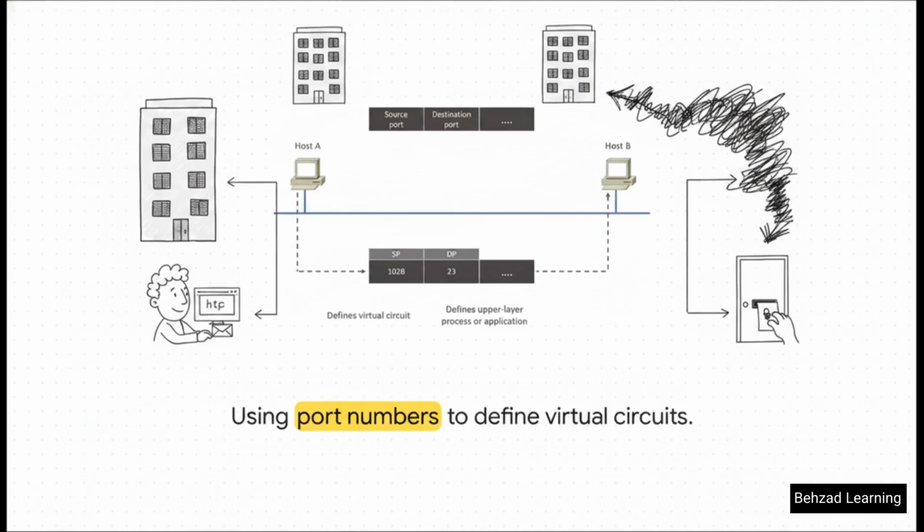Think of an IP address like the street address of a large apartment building. It gets the data to the correct computer. But the destination port number, that acts like the specific apartment number. It ensures that Bob's HTTP web page data slides right under the door of his web browser and doesn't accidentally get shoved into his email app.